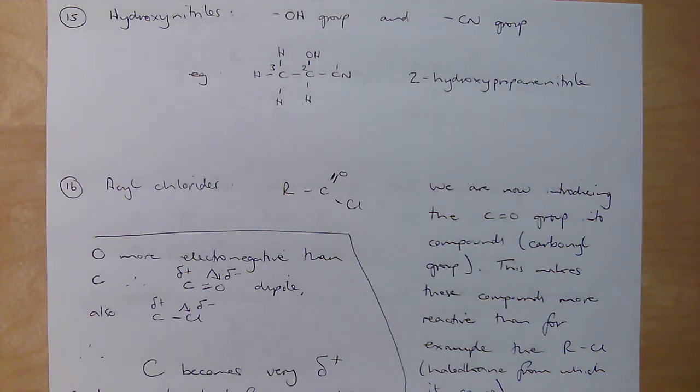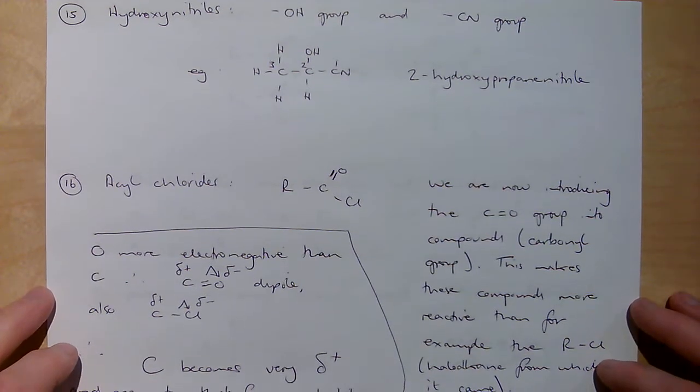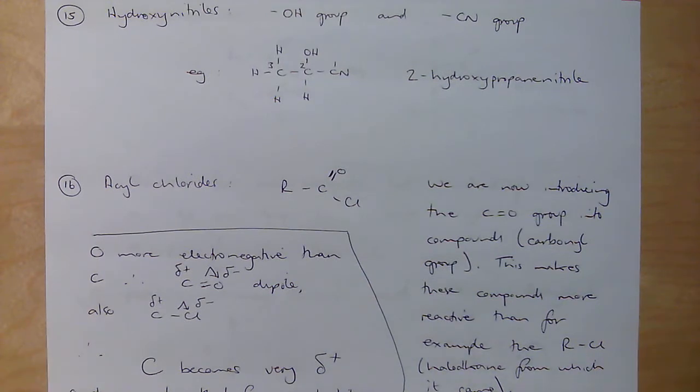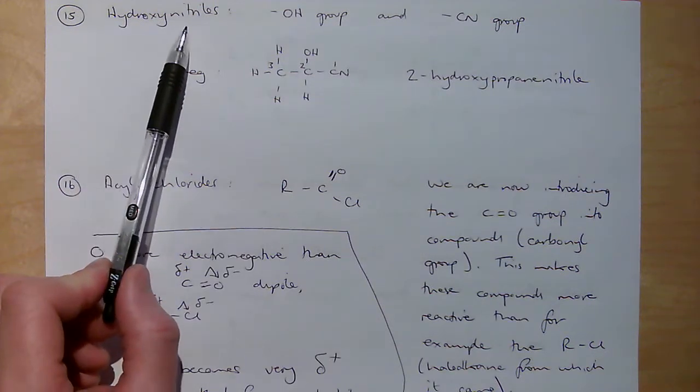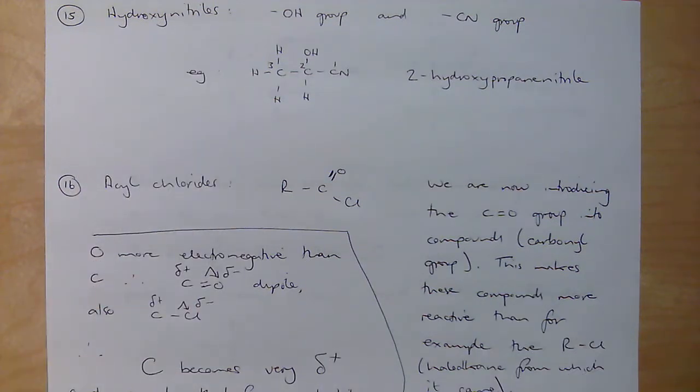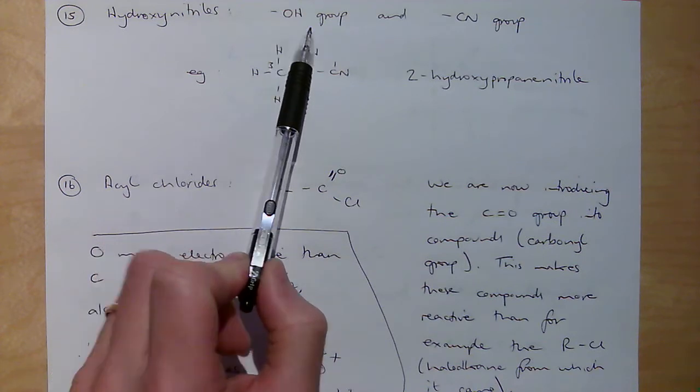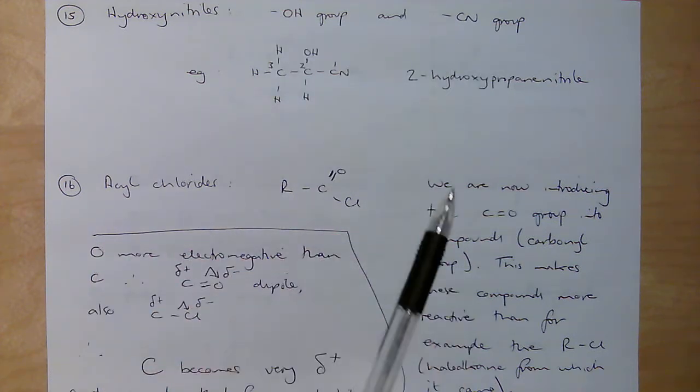Okay, number 15, hydroxynitriles. Okay, this is getting into year 13 work now. Hydroxynitriles, this is where you've got a hydroxy group and a nitrile group all in one molecule. Okay, so I've got an OH group and a CN group in one molecule.